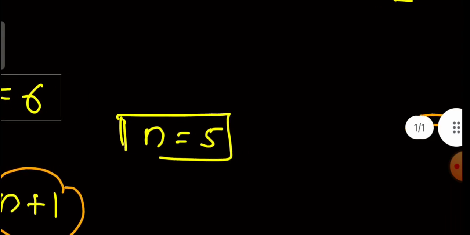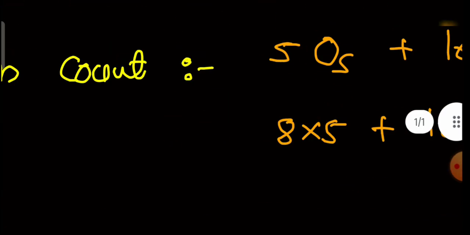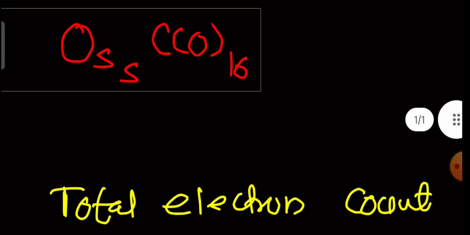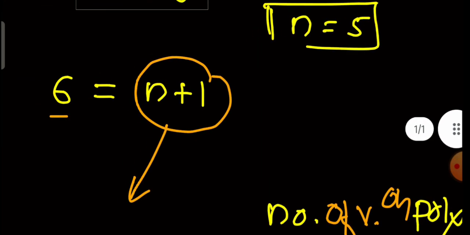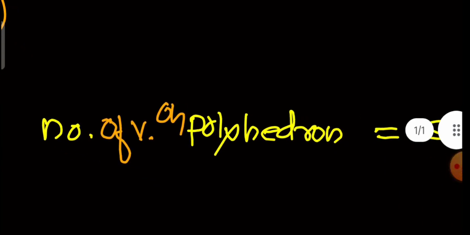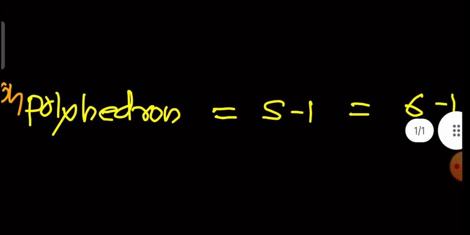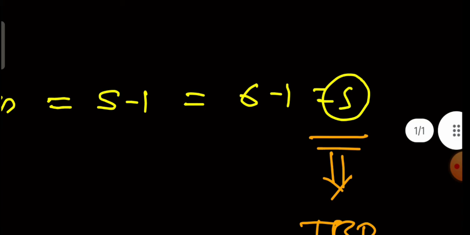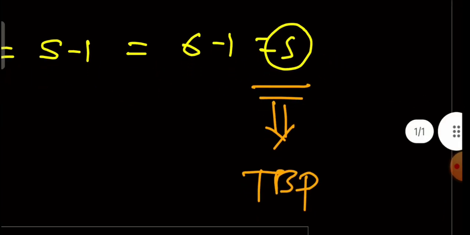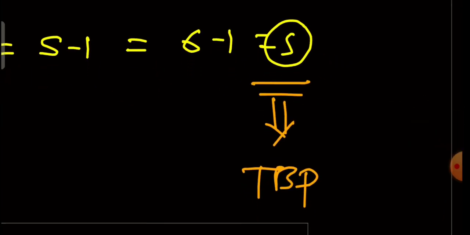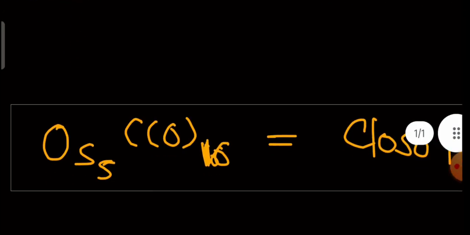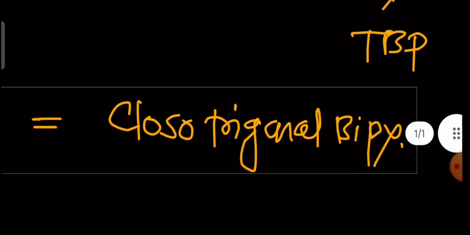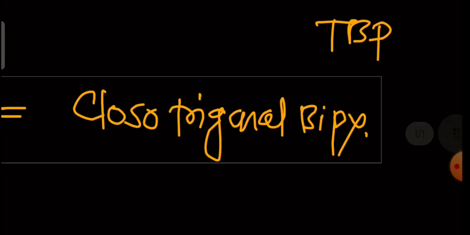Now if n is equal to 5, then we have the formula for this Os5. So n is equal to 5 means you belong to the formula of n plus 1. Now we can find out the number of vertices on the polyhedron. So s minus 1, so from that 6 minus 1 is equal to 5. So it is a trigonal bipyramidal. So geometry is trigonal bipyramidal and structure is closo. So Os5 CO16 belongs to closo trigonal bipyramidal geometry.